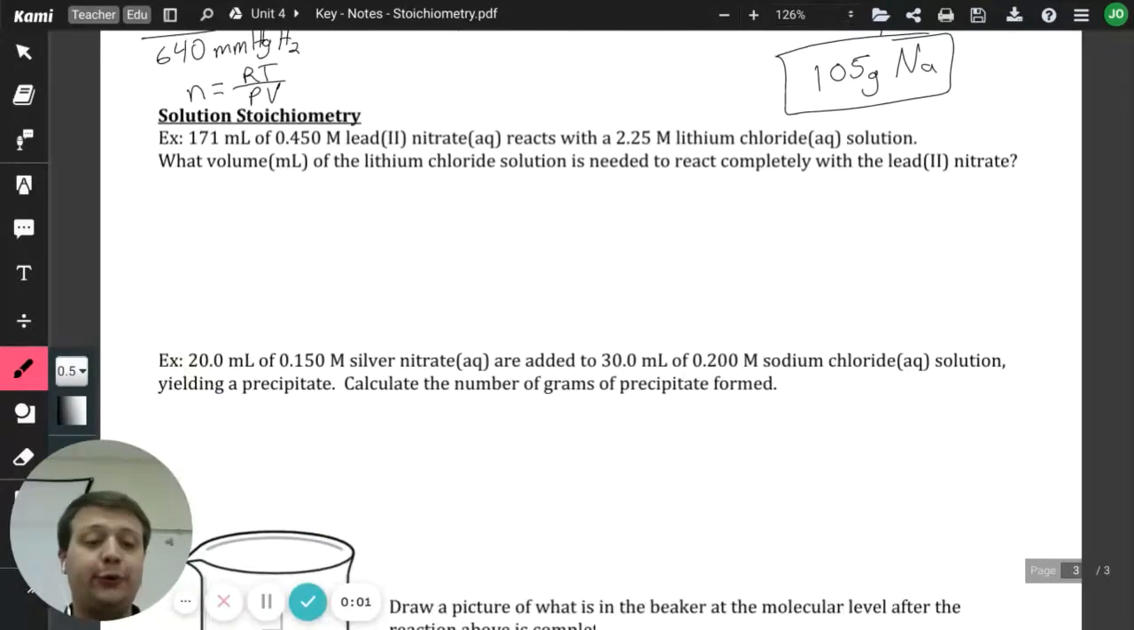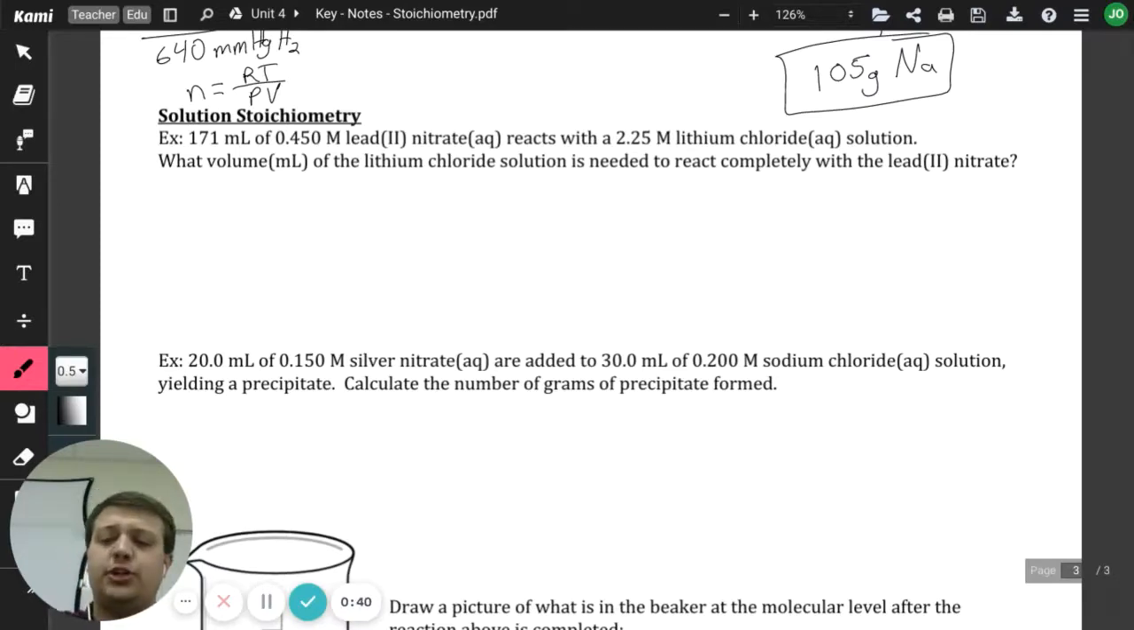Now we're going to go ahead and move on to our solution stoichiometry. So this will be the last thing that we cover with stoichiometry. For this, again, you're basically just doing something similar to what you did with gas laws, where you're going to be incorporating that idea of molarity, right? So molarity equals moles of solute over liters of solution. So let's take a look at this first problem. It says 171 milliliters of 0.450 molar lead-2 nitrate reacts with a 2.25 molar lithium chloride solution. What volume in milliliters of lithium chloride is needed to react completely with the lead-2 nitrate?